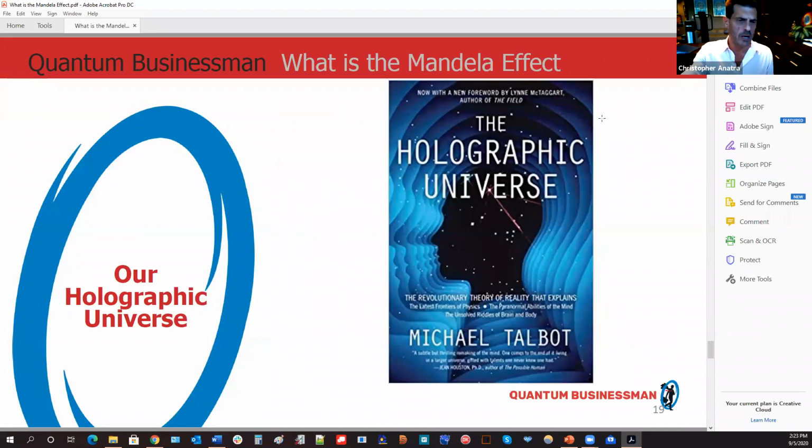And there's been a lot of books written about this subject, for those, again, that lean towards the left brain. The Holographic Universe is a good one by Michael Talbot. It's very deep. It goes into quantum physics. It goes into a way of understanding what's going on from more of a scientific point of view.